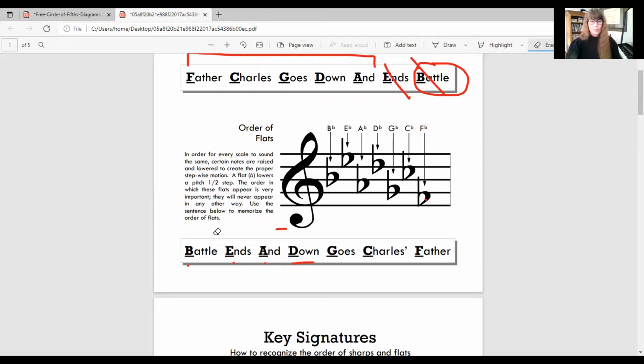I'm going to try one more with you. Why don't we do E flat major? Here we go. So I find E flat. I'm going to add one more. So E flat major has three flats, B, E, and A flat. So that sentence is really, really helpful to use.